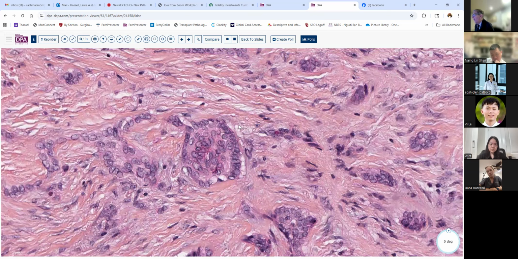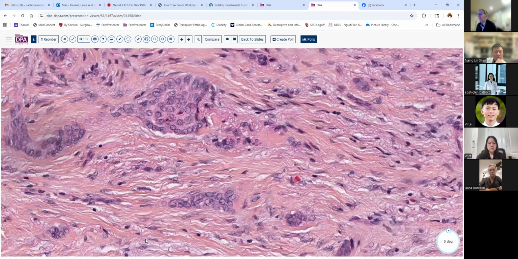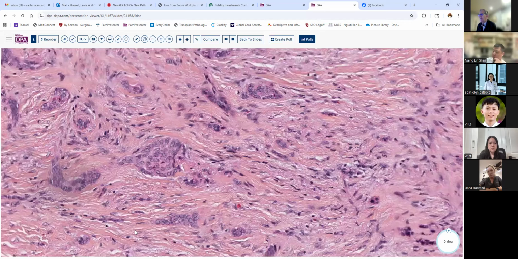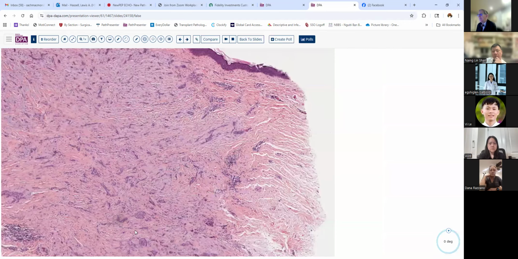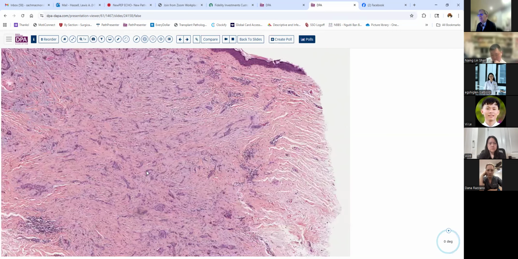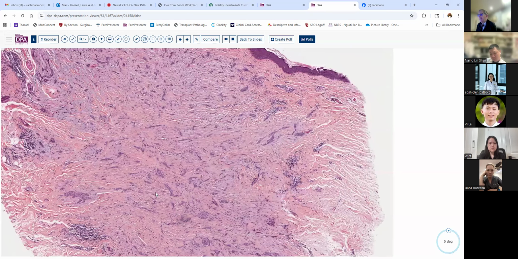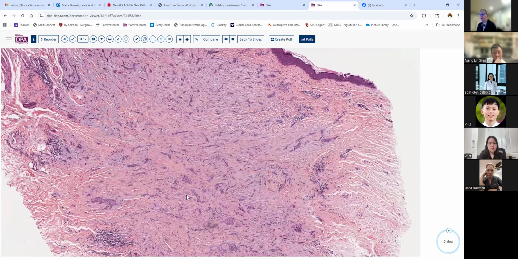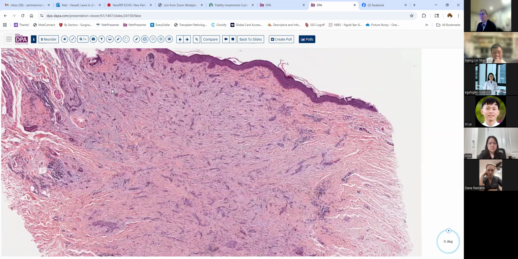So does anybody know right off the top of their head what particular variant we should consider in the differential for this type of a lesion? I think that would be sclerosing or morphiform BCC. Yes, that would be certainly the first diagnosis you should think of. And that is an uncommon variant of basal cell carcinoma, but it's one that can be very significant because of its very ill-defined margin.